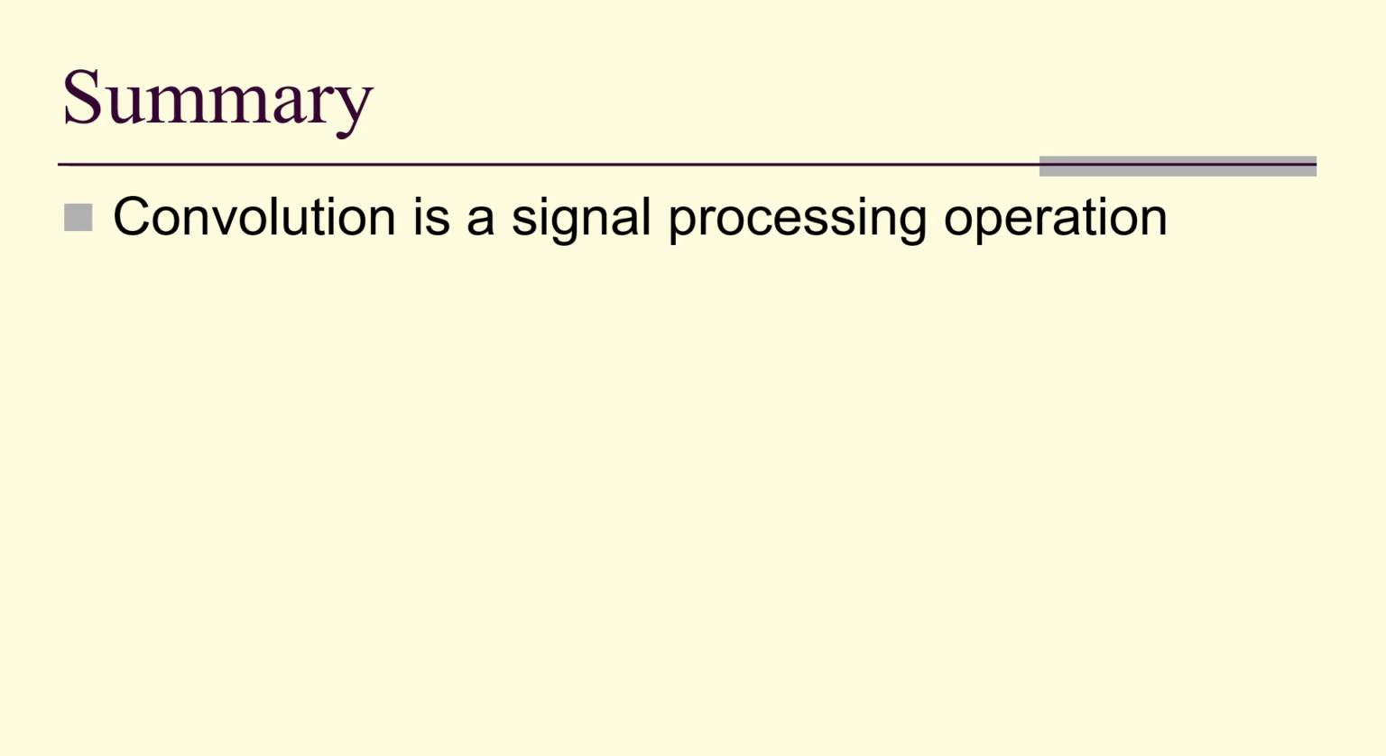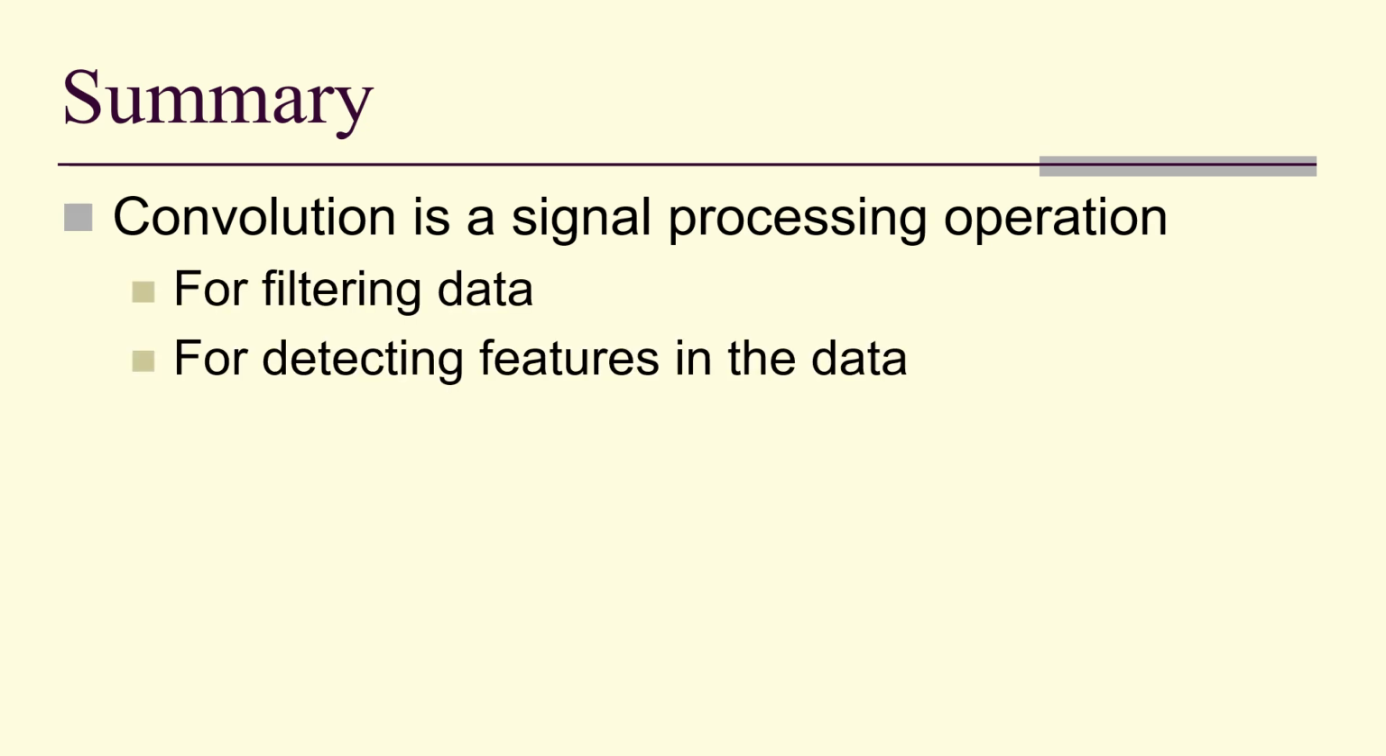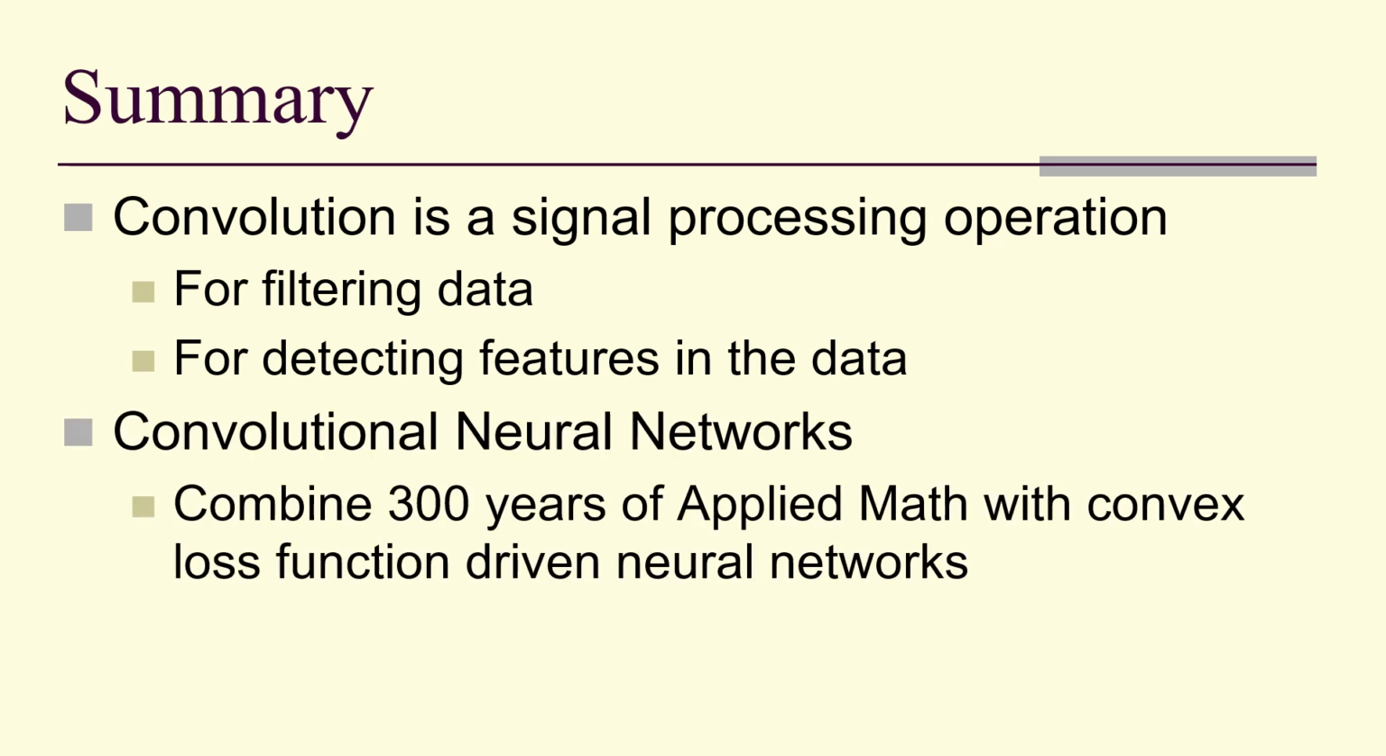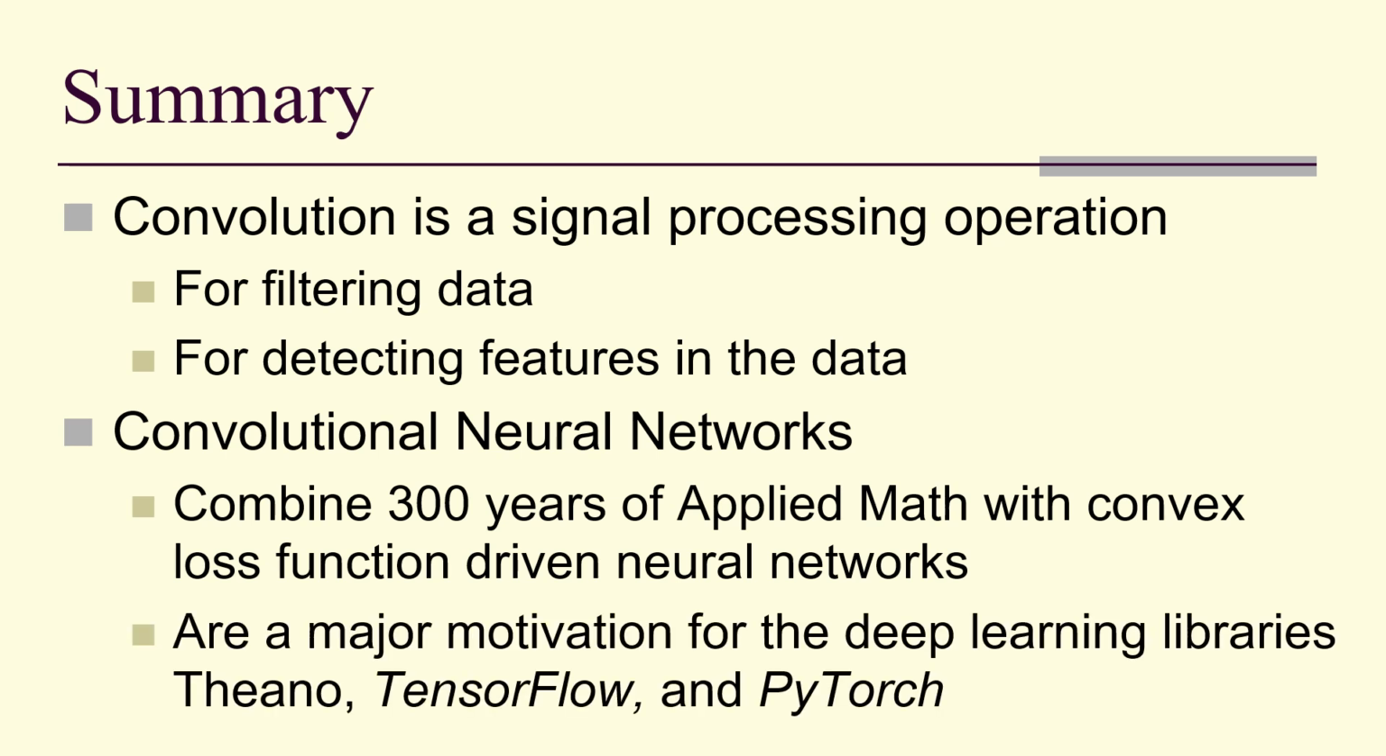So in summary, convolution is a signal processing operation for filtering data, for detecting features in the data, and convolutional neural networks combine 300 years of applied math with convex loss function driven neural networks. And they're a major motivation for the deep learning libraries, Theano, TensorFlow, PyTorch, and many others.